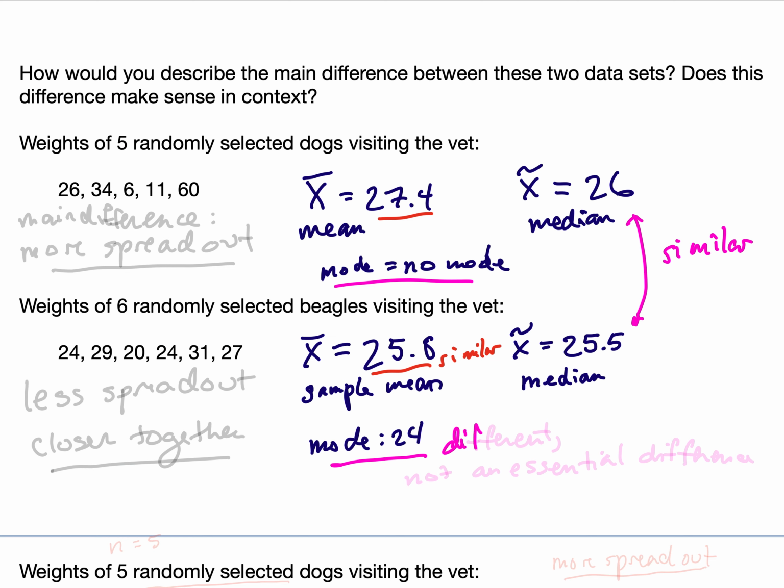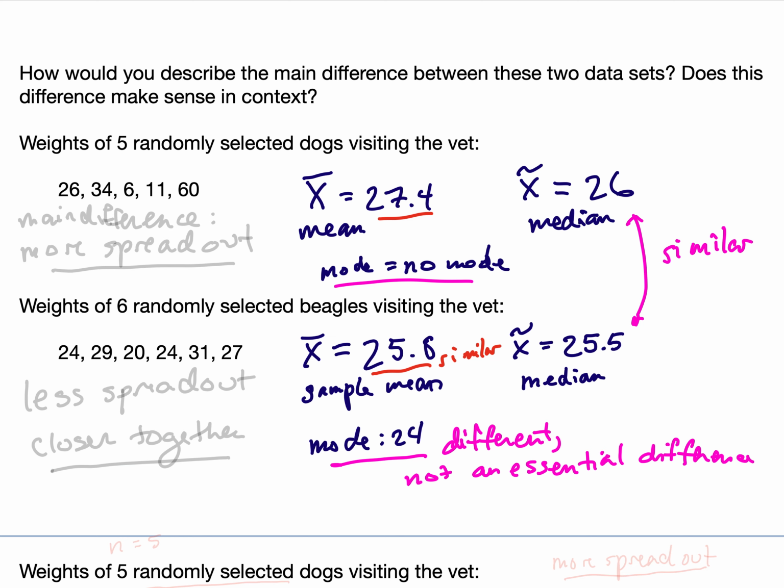The mode is a little different. There is one repeated value, but I would say that this is not an essential difference in these two data sets. There might be other data sets where a mode is really important. If some value is repeated over and over in one data set and not in another, that might be of interest in other cases, but I would say here it is not particularly interesting.